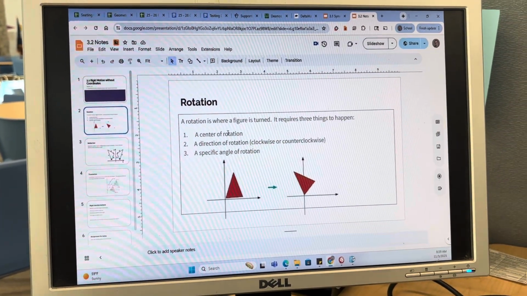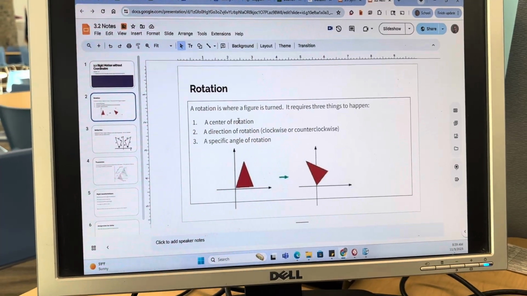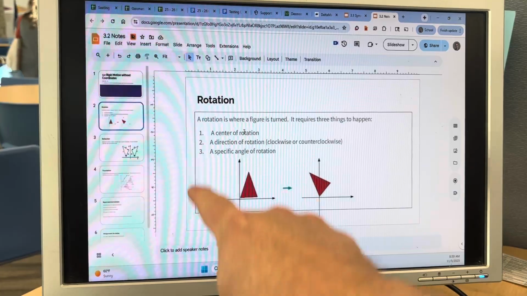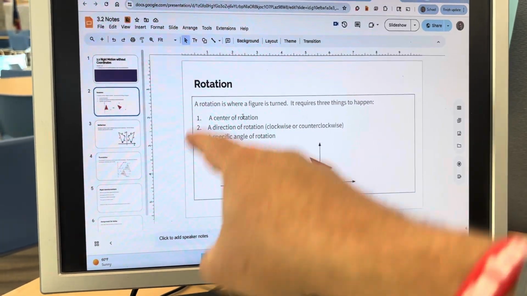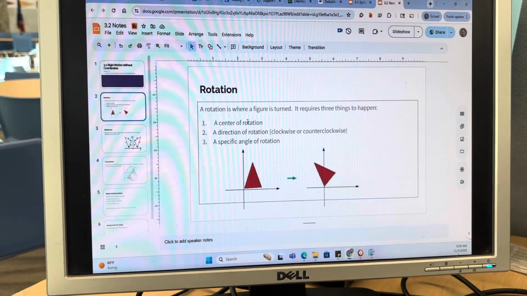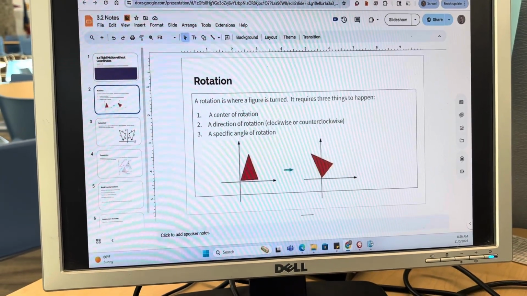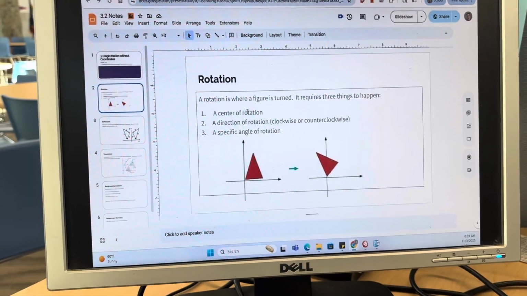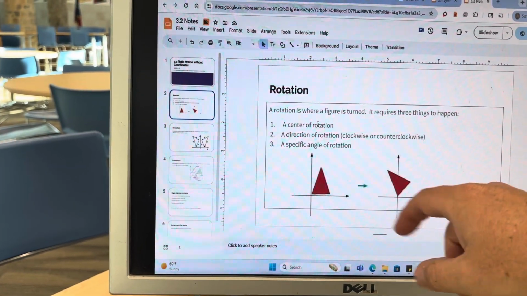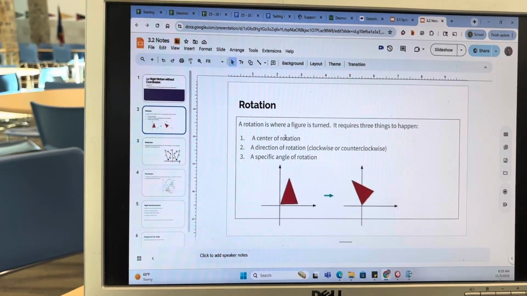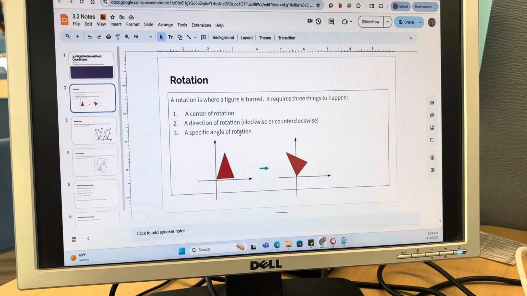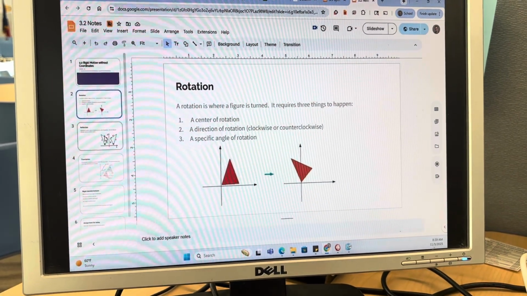If you're not sure about clockwise and counterclockwise, I did leave a clock up on the wall. Clockwise is from the top to the right all the way around, like the numbers go on the clock. And then counterclockwise would, of course, be the opposite direction. And then usually a specific angle of rotation. When we start doing these in the coordinate plane, it'll limit itself usually to 90, 180, 270. But when it's out there in the open, it could be anything. So just be on the lookout for those three things. Make sure you get those written down.